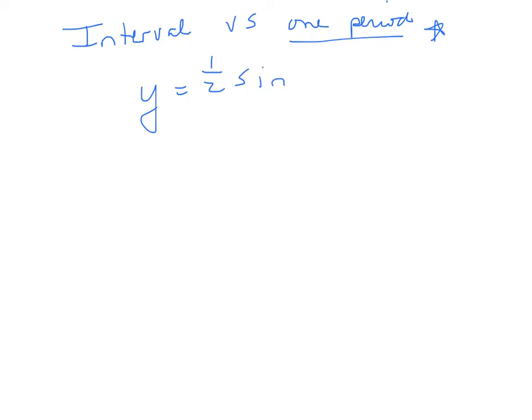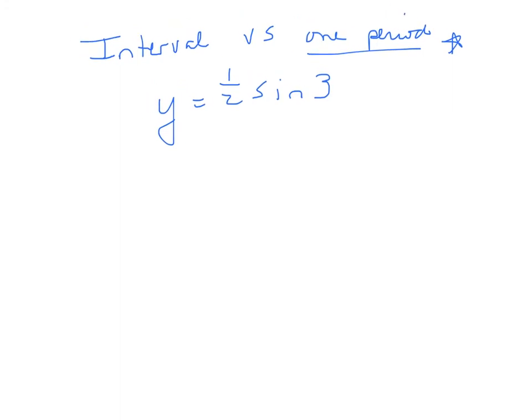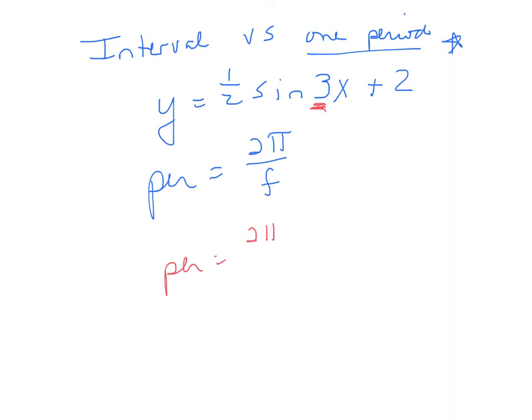We're given this function. What is the period of the graph? And so because I know that the period is equal to 2 pi divided by the frequency, and I know from here the frequency is 3, my period would be 2 pi divided by 3. And that's what I would report.